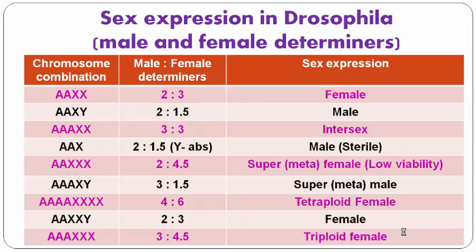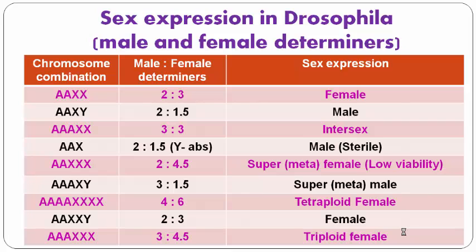Next combination, AAAXY, 3 to 1.5 ratio. Expression will be super male or meta male. Next combination, AAAAXXXX, 4 to 6, as here 4 sets of autosomes and 4 sets of X chromosome are there. The sex expression will be tetraploid female.